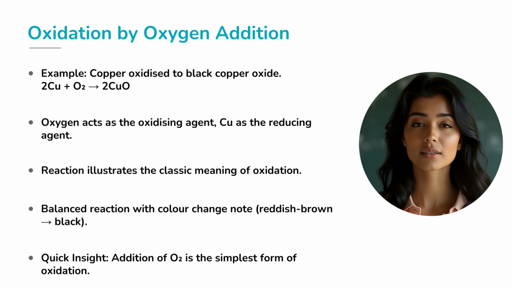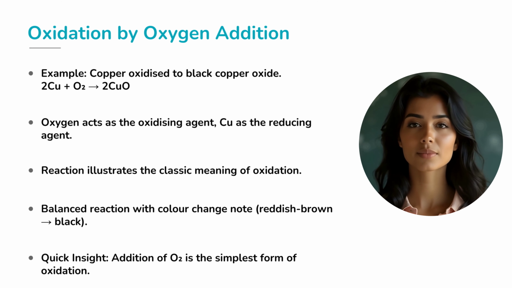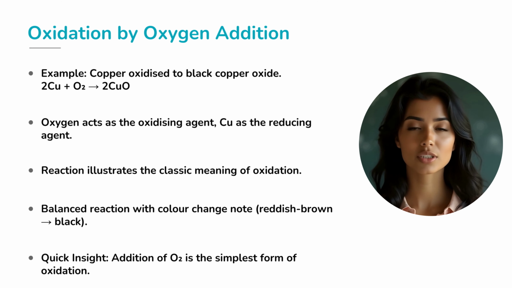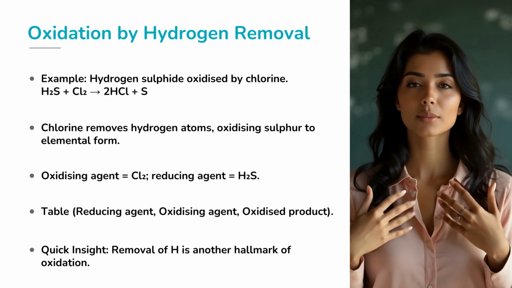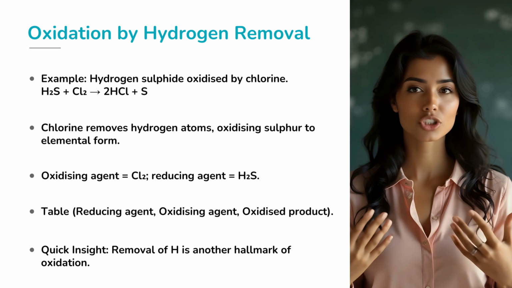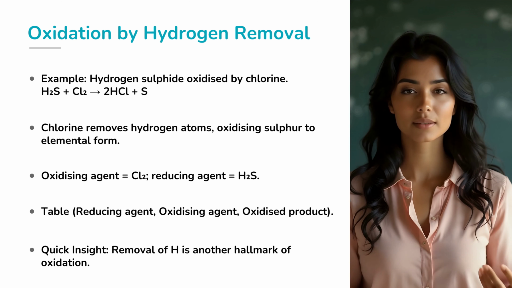A fun fact: the reddish-brown copper turns black as the oxide forms. That's the telltale sign of oxidation at work. So, you see, oxidation doesn't just happen in the lab, it's all around us. Let's dive a bit deeper. What if hydrogen gets removed from a substance?